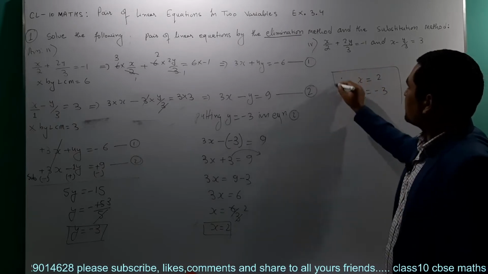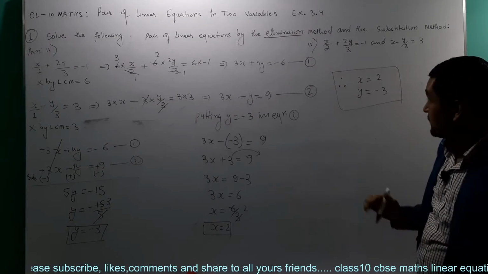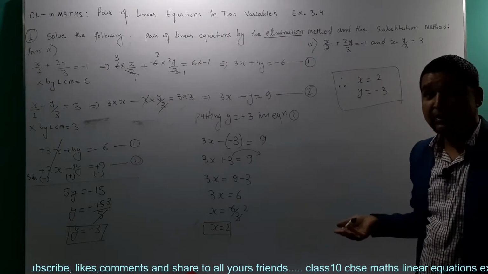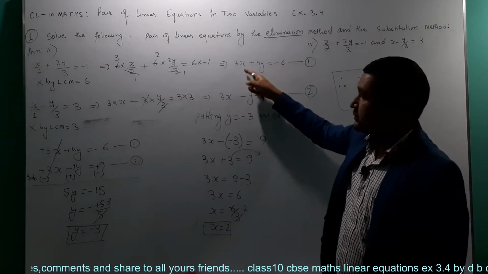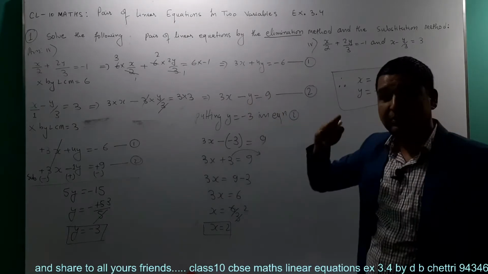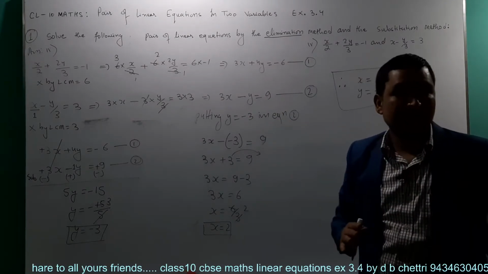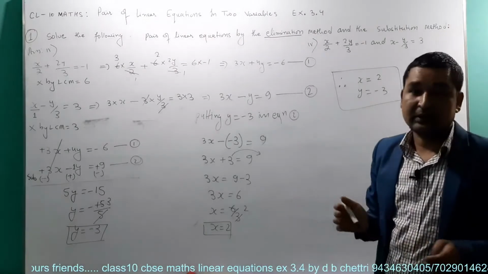After getting the values of both variables, if you have some doubt whether the answer is wrong or right, please substitute these values in one of the equations. Whichever you feel is easy, substitute there and check whether the left hand side and right hand side are the same. If the left hand side equals the right hand side, that means the answer is right.